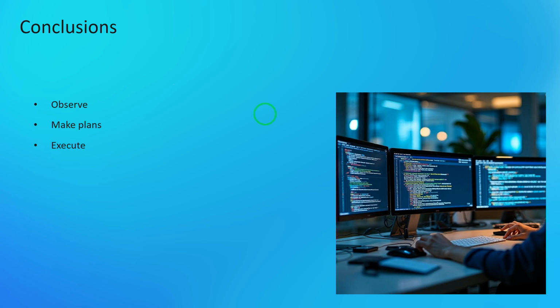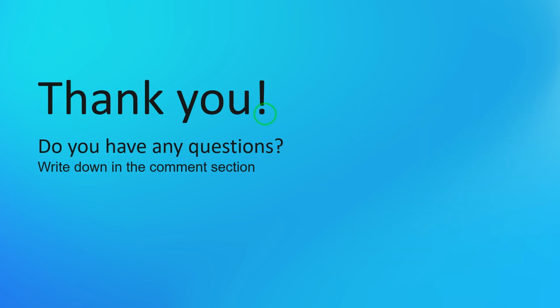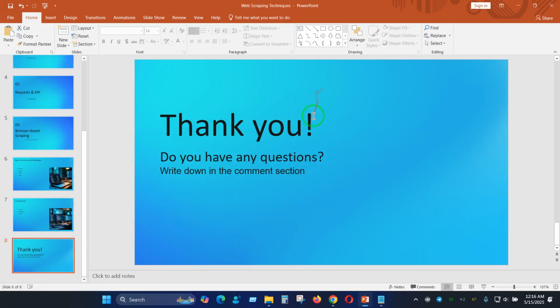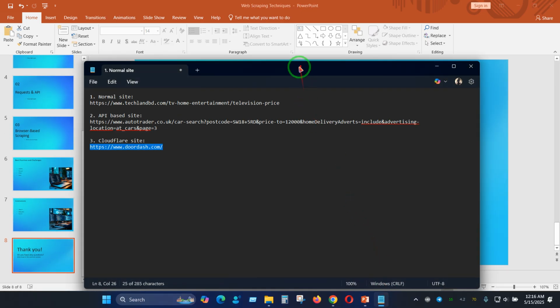So always try to observe, make plans, and execute in order to decide which type of approach you want to use. And to help you understand the whole process, I have gathered three different types of URLs, and I'll be doing some programming demonstration for you to understand how they are actually different and what type of approach you want to go with. So you have to observe the website, make plans, and then execute. If you have any question about this so far, you can write down in the comment section below. And let's move on to the list of URLs so that we can see everything in action.